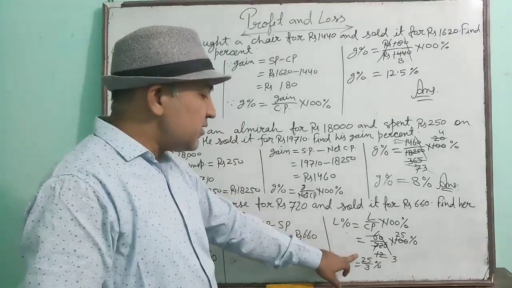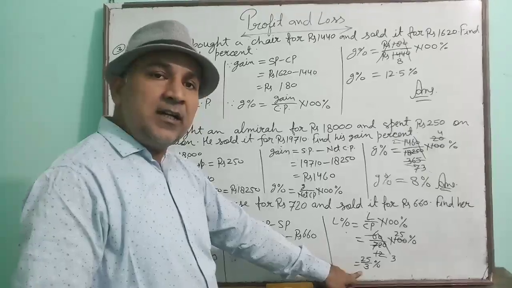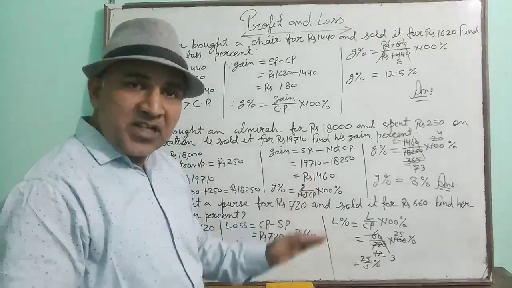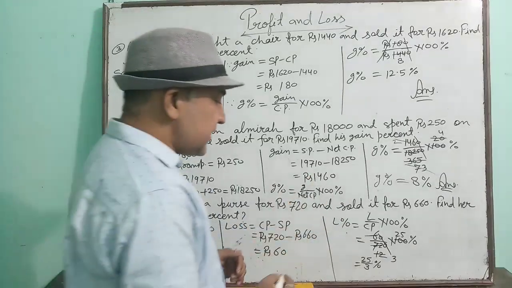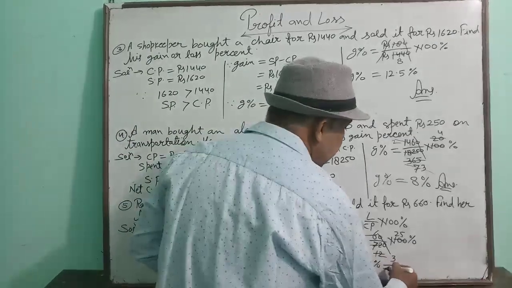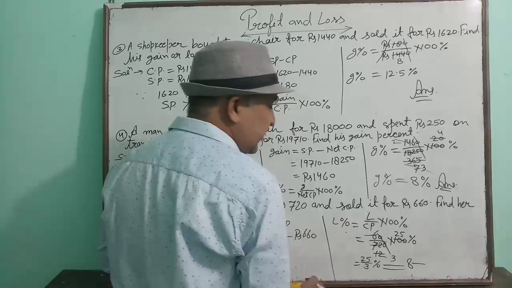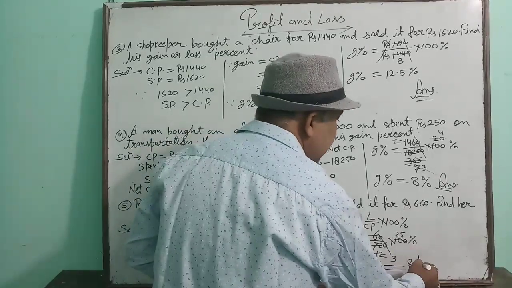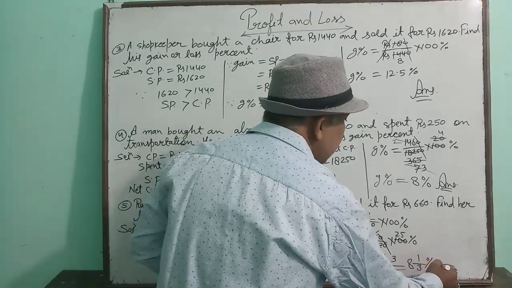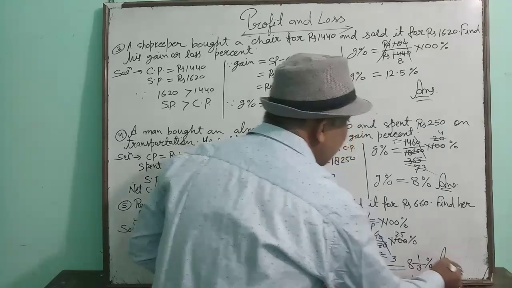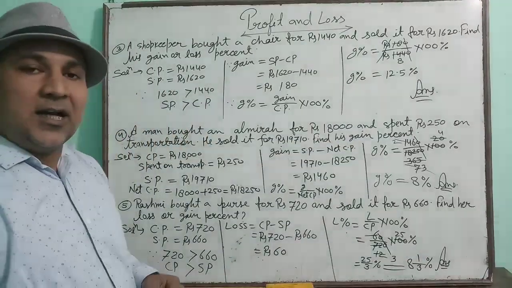Now 25 is not divisible by 3, so convert it into a mixed fraction or a decimal. So see here, 3 into 8 is 24, 1 is the remainder. That means 8 and 1 by 3% is the answer.